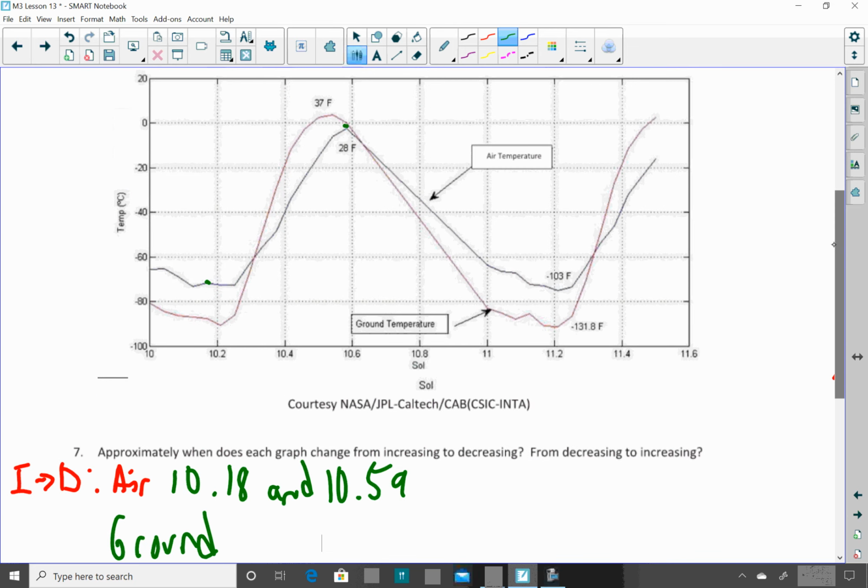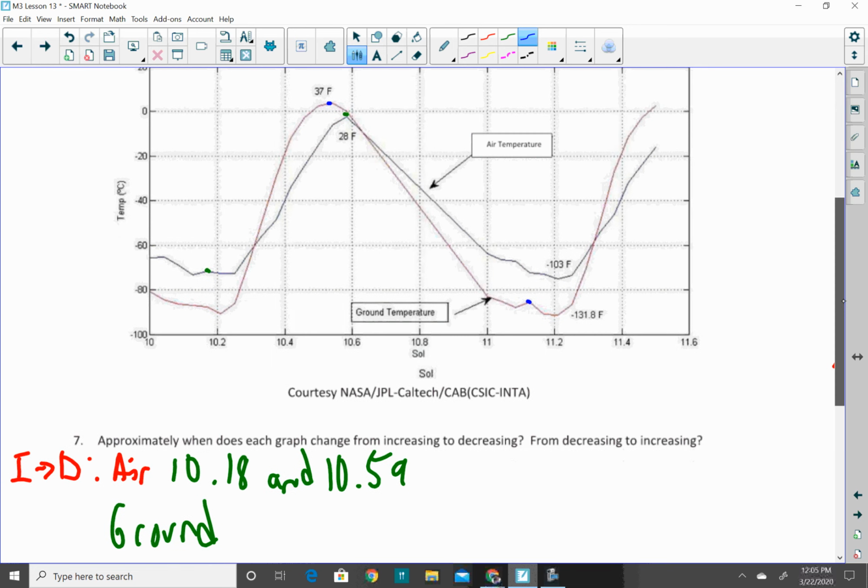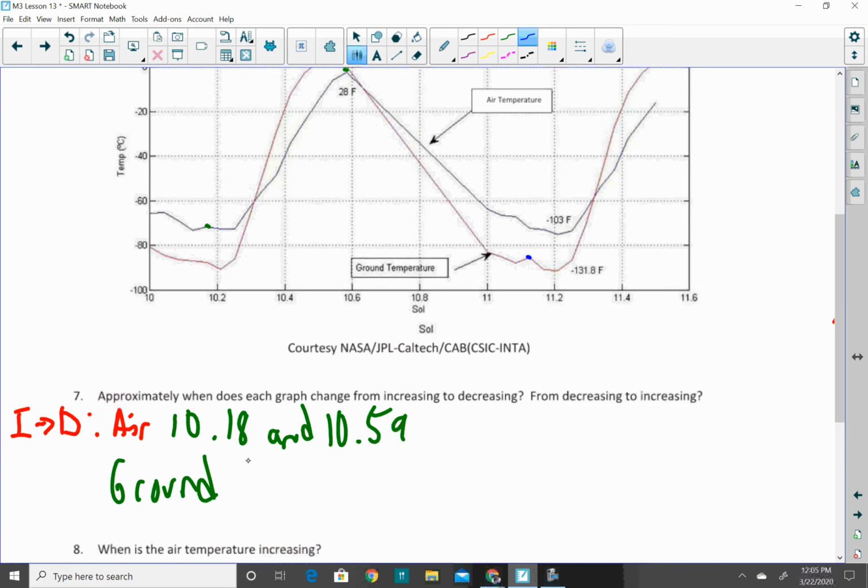Where is it going from increasing to decreasing? Clearly up here, right? It does increasing to decreasing here. I think those are only 2 points. So we'll call this one on top 10.52. This one right here, we'll say that is at 11.12.